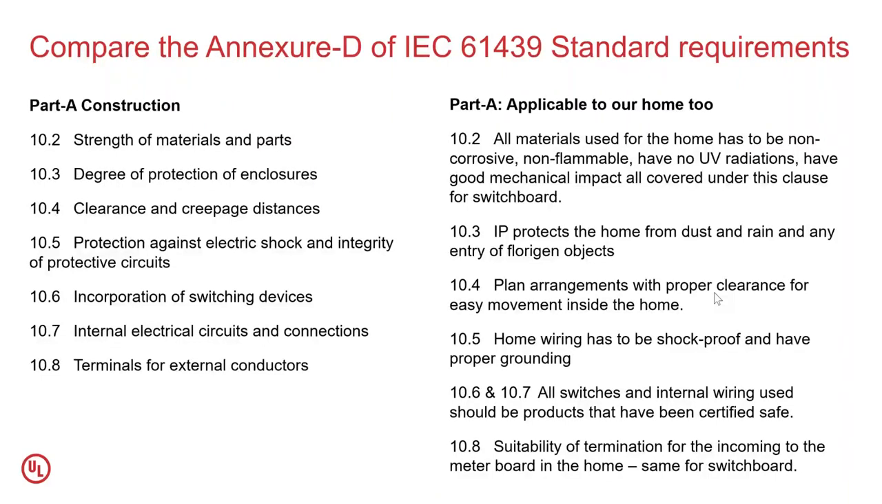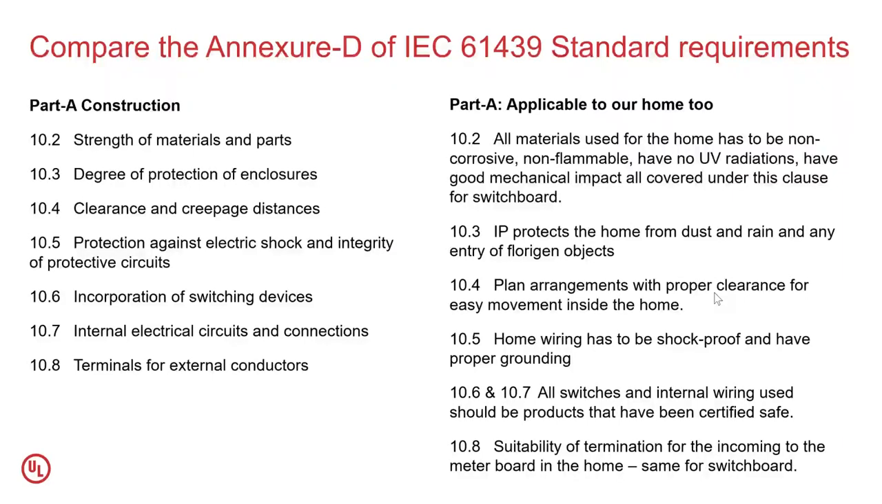First, we need to build a home, meaning the switchboard, in a strong way so that the switchboard never gets corroded, and the insulating materials used inside the switchboard shouldn't be a flammable type of material. There should be no material which emits UV radiation, and mechanical impact is very, very important. If somebody comes and hits my home, the wall may be demolished. That is dangerous. Same way, when I mount the switchboard, it has to have good mechanical strength. Everything comes under clause 10.2.